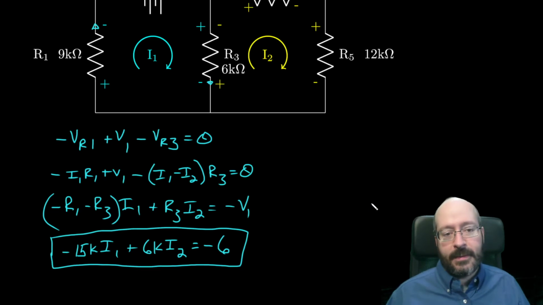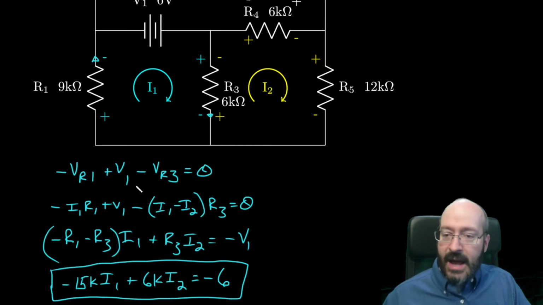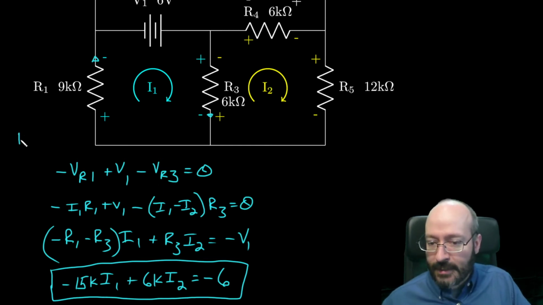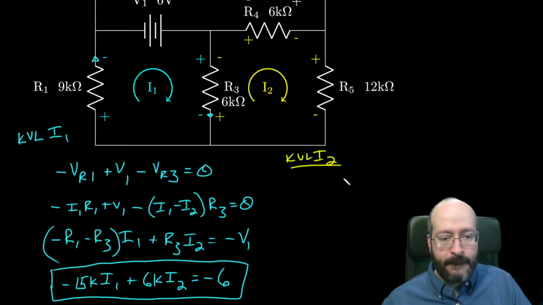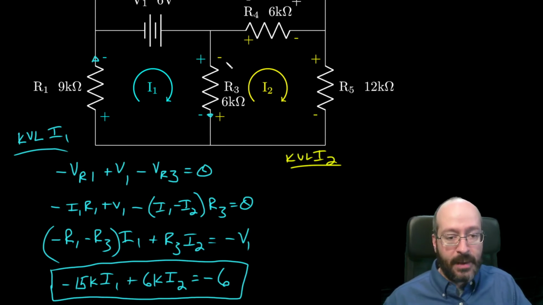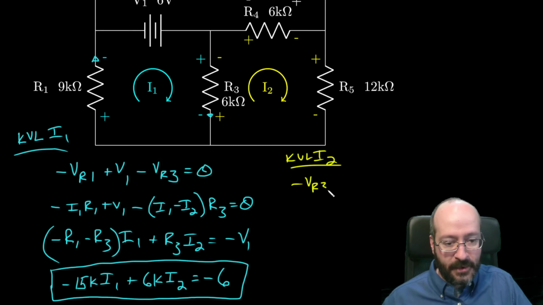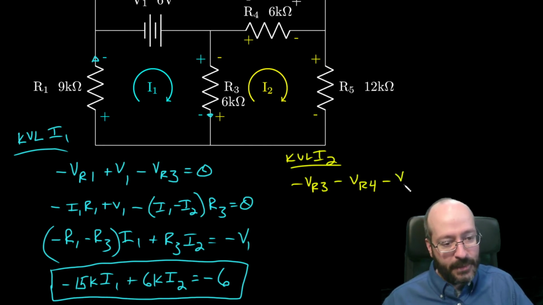Okay, doing the same thing for I2. Let's grab our yellow color so that it lines up. Most of the time I label these because I don't have all these fancy colors, and I would say that's the KVL for I1. Okay, the KVL for I2 is going to be, let's see, I'm going to drop across R3, so it's going to be minus VR3. I'm going to drop across R4, so minus VR4. And I'm going to drop across R5, so minus VR5, and that's equal to 0.